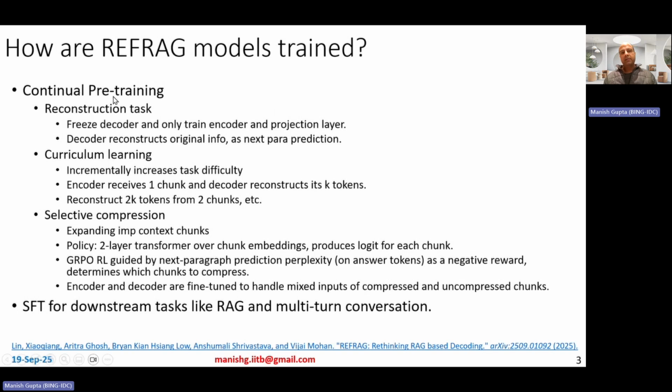Okay, so for pre-training, they follow three principles. The pre-training is done for a reconstruction task. Here the idea is not to do RAG. Remember, pre-training is not done using RAG kind of data. It's just done using standard English sentences. In fact, they call it the reconstruction task. You give some input, and then you do next paragraph prediction. And remember, it's just using a decoder. So you freeze the decoder. In fact, for this task, the decoder is frozen and only the encoder and projection layers are trained.